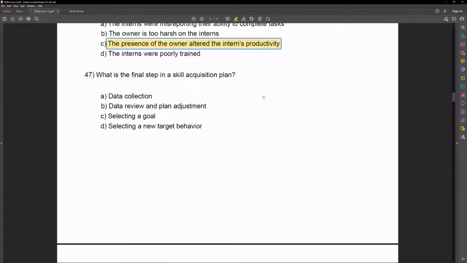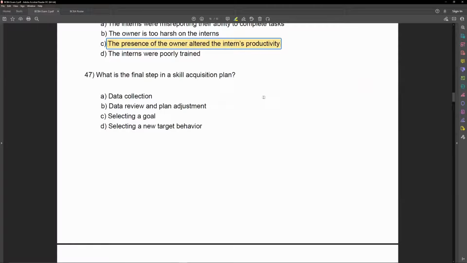47. What is the final step in a skill acquisition plan? Think about a skill acquisition plan, sometimes called our programs. In a skill acquisition plan, we're picking a target, setting goals, taking baseline, choosing measurements, measuring, collecting data, and then what? What is our final step in that whole process? Is it data collection? Well, no. Data collection comes before what? Data collection comes even before analyzing the data. You don't just collect the data and move on. Now you have to analyze it. So data collection is certainly not the final step.